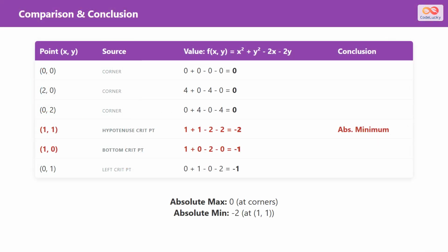Finally, step 3, comparison. We make a table of all our candidates, the 3 corners of the triangle, and the critical points we found on the edges. We plug each x and y pair back into the original function. The corners all give us a value of 0. The edge points give us negative values. The lowest value is negative 2, which occurs at the point (1, 1).